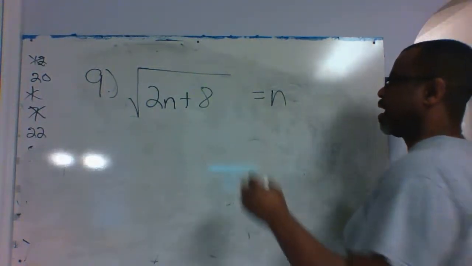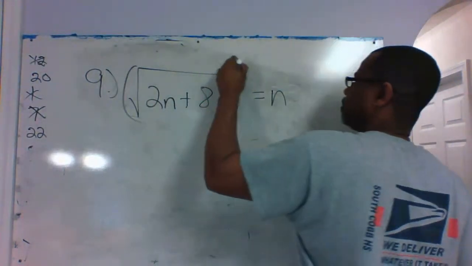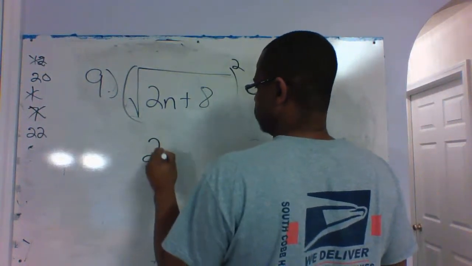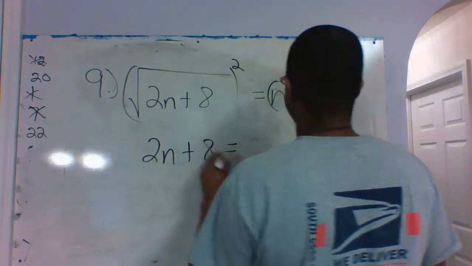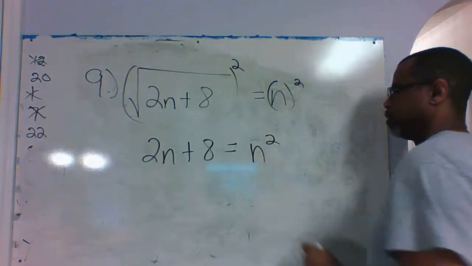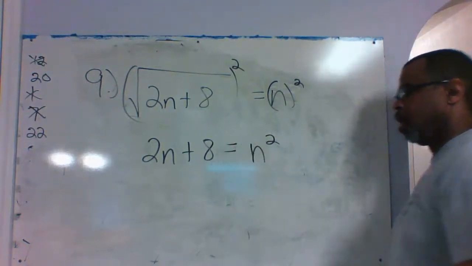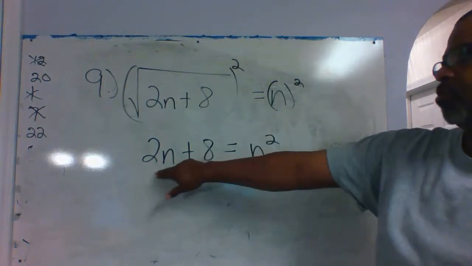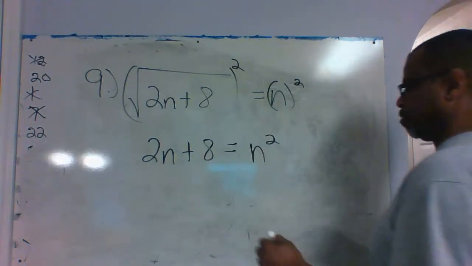Okay, for number 9, we're going to square both sides to get rid of the radical. So then that'll give us 2n plus 8 is equal to n squared. Again, your n squared has the highest power, so we need to move these two over to set it equal to 0.